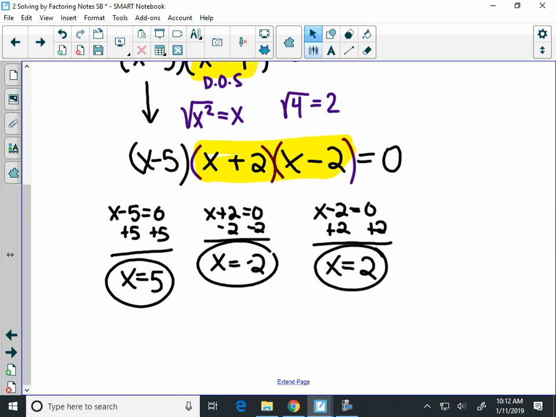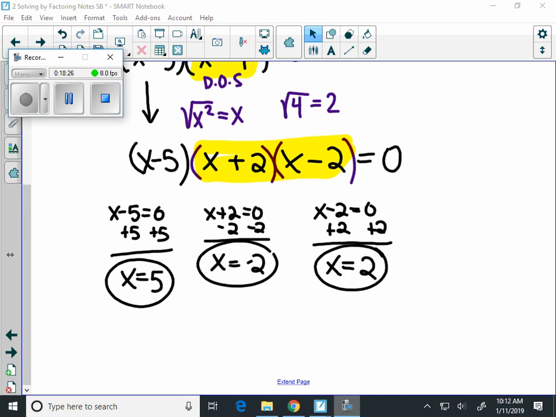All right, there are 2 practices actually on solving quadratics by factoring using the zero product law. So try those. There'll be little practice videos, and the key is posted as well.